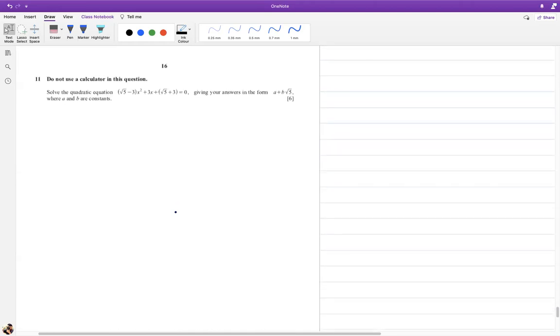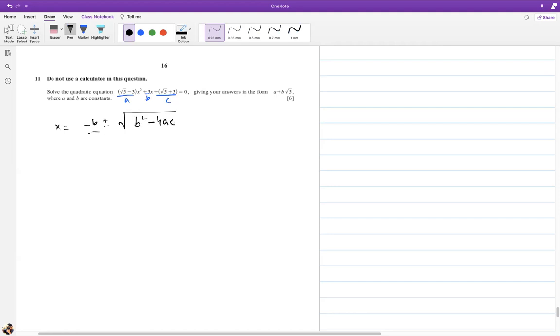All right, last question. Solve the quadratic equation without using a calculator. Give me an answer in the form A, B, C. All right, so let me just do it. I'm going to apply the quadratic formula here. So x equals minus b plus minus square root b squared minus 4ac, the whole thing over 2a. So it's going to be a little ugly, but that's fine.